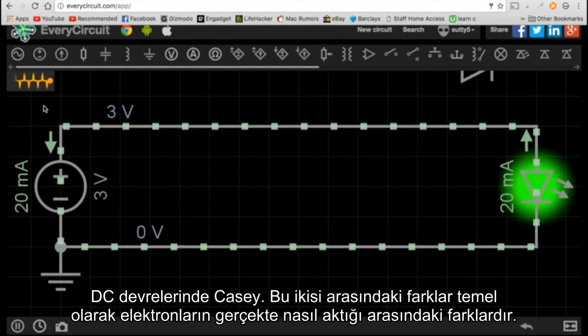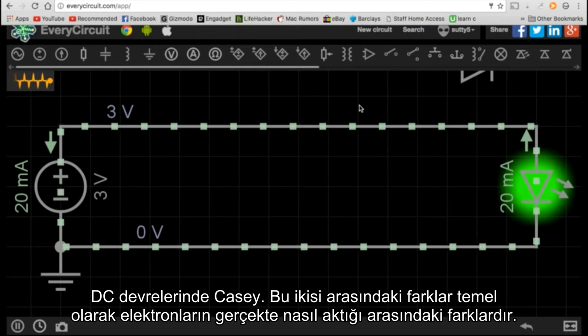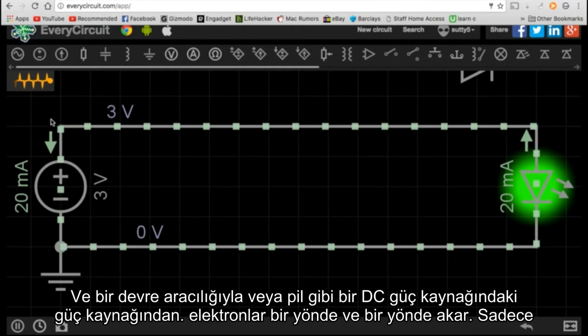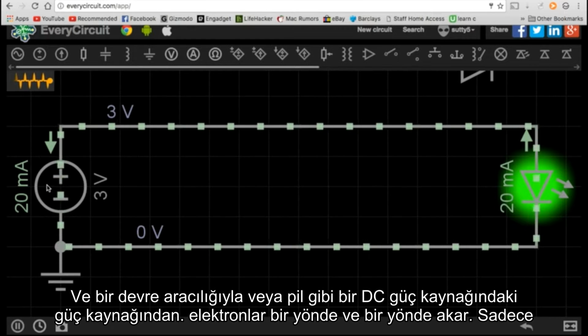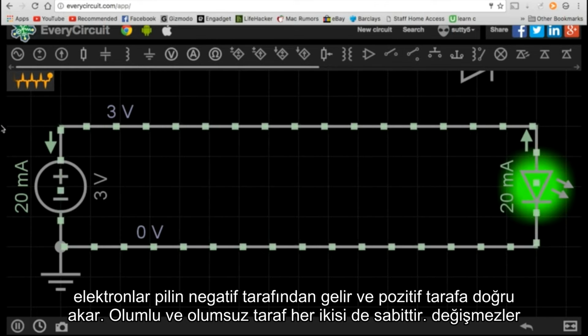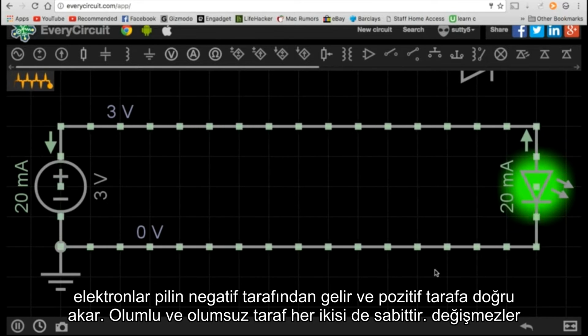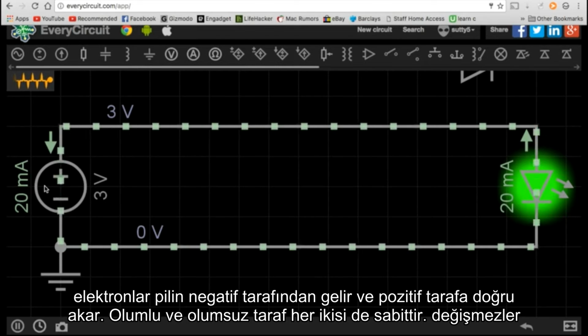AC and DC circuits, the differences between those two are basically the differences between how the electrons actually flow through a circuit or from the power source. In a DC power source, such as a battery, the electrons flow in one direction and one direction only. The electrons come from the negative side of the battery and flow towards the positive side. The positive and negative side are both constant, they do not change.